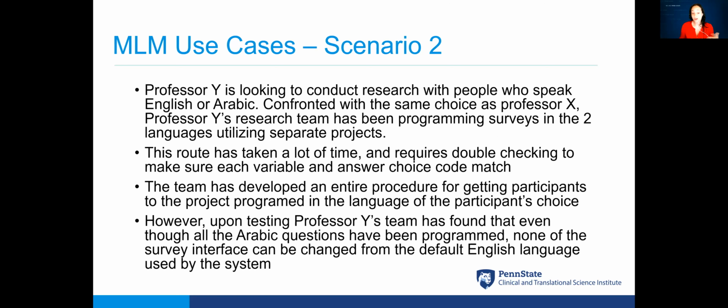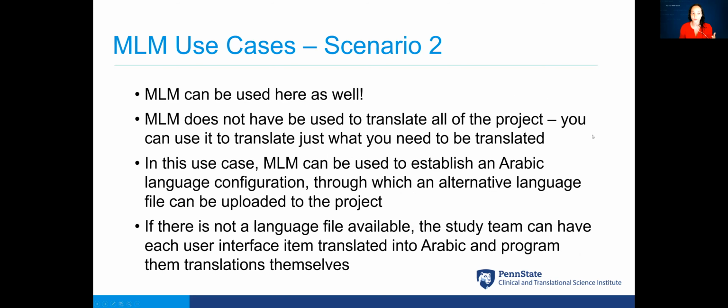The team also has already developed an entire procedure from getting participants to the project programmed in the language of their choice. However, upon testing, Professor Y's team found that even though all the Arabic questions have been programmed, none of the survey interface can be changed from the default English language used by the system. So it's a little bit different than what Professor X was having. She had everything in one project. Professor Y has 2 projects, and he's not sure if MLM is really useful here.